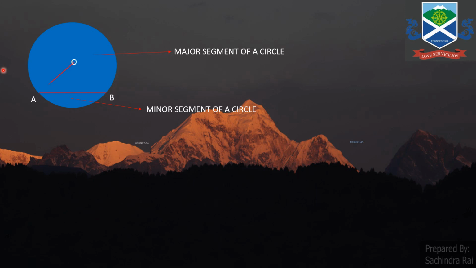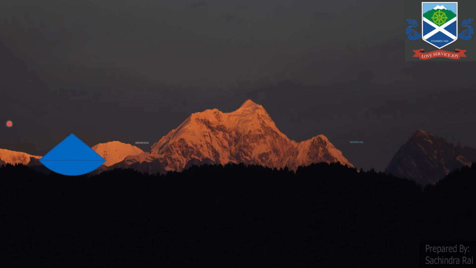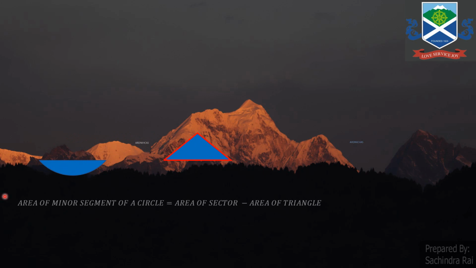Now if I join OA and OB, I get a triangle OAB. And if I take this portion away from the circle, then this is the sector of a circle. Now if I draw a triangle on the upper portion here, then this triangle and this lower portion combine as a sector, and then if I remove this triangle from the sector, then I get the segment. So we can say that area of a segment is equal to area of sector minus area of a triangle.